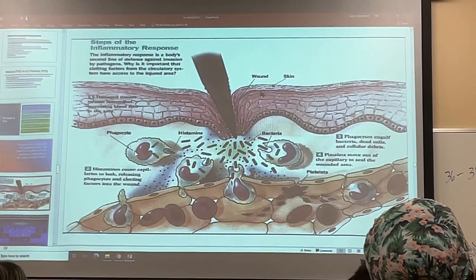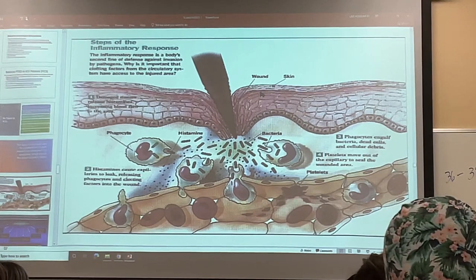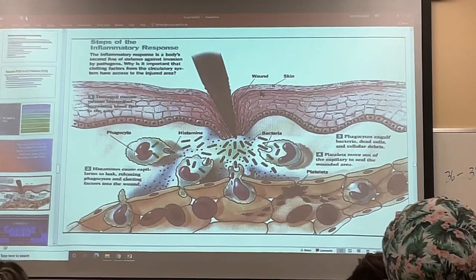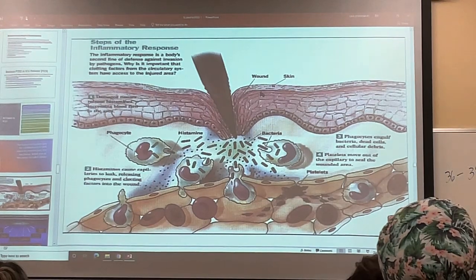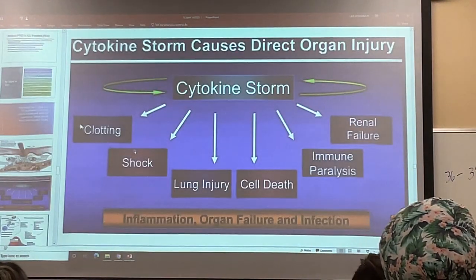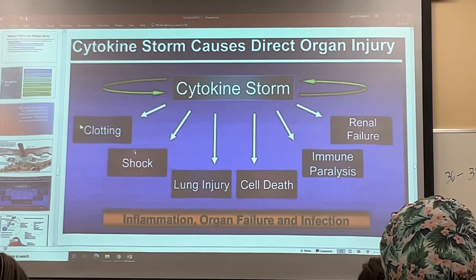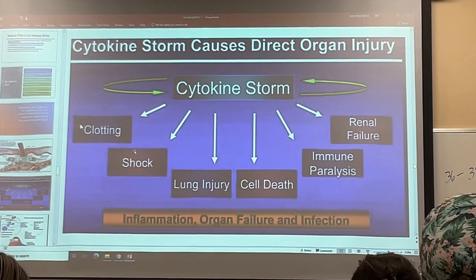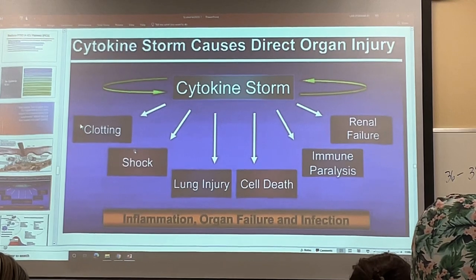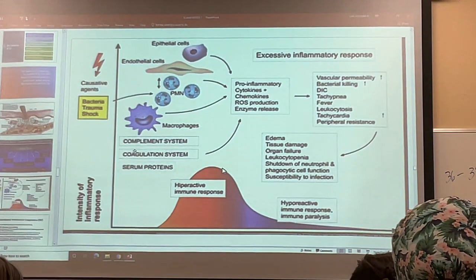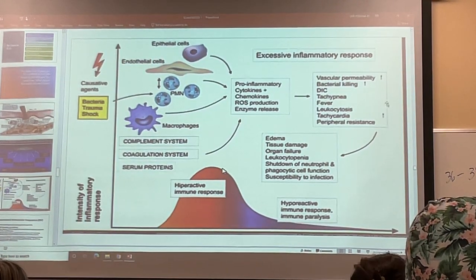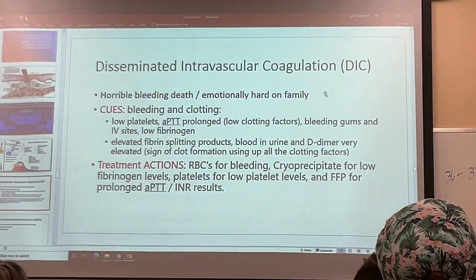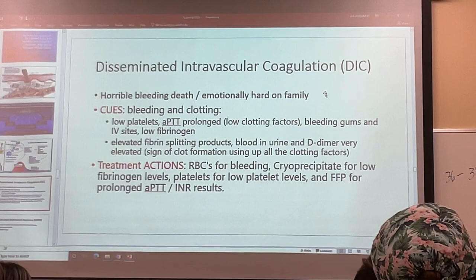Now remember, sepsis is a mess. Everything's coming to try to kill the bacteria. We've got platelets coming, we've got neutrophils, and they're spraying out things like histamines, and we call this a cytokine storm. It can lead to shock and MODS, and it can also lead to DIC, which is disseminated intravascular coagulation.